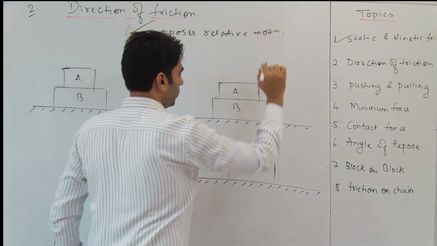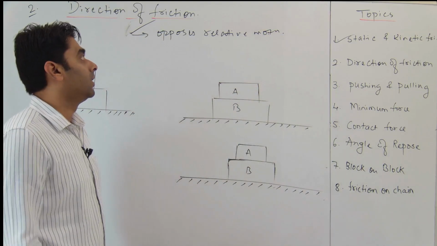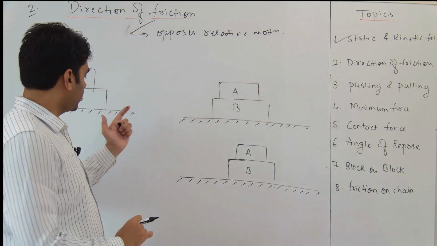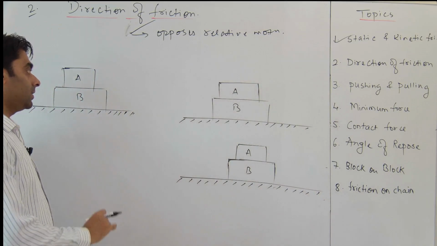Relative motion. We need to understand this. We need to get this point clear that friction opposes relative motion. Now let us take some examples and understand the direction of friction.